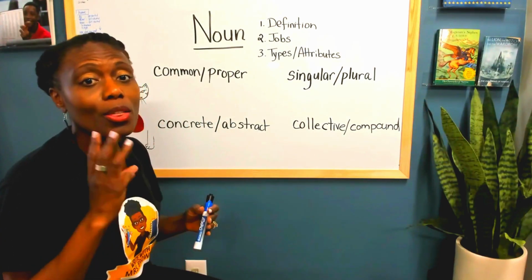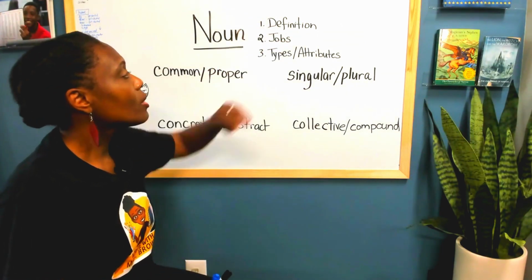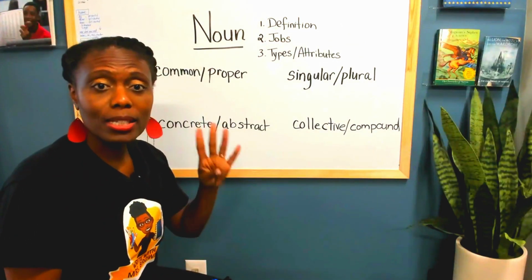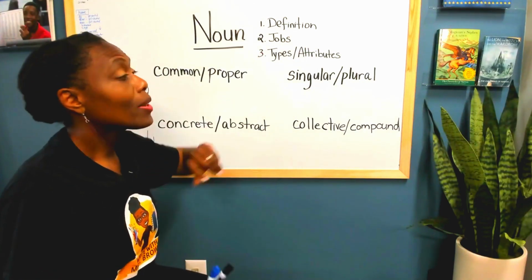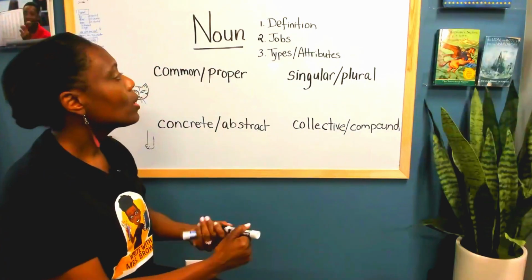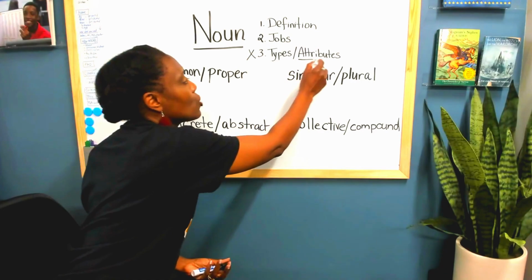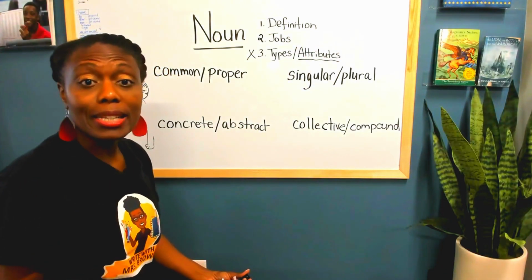We are talking about nouns. This is our third part of this series. We have discussed the definition of nouns: person, place, thing, activity, or idea. We've talked about the 9 jobs that nouns can perform in sentences, and today we are at the last stop where we're going to talk about the types, really more the attributes of nouns.